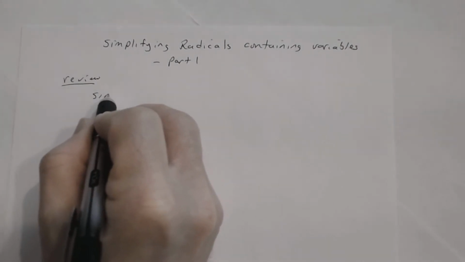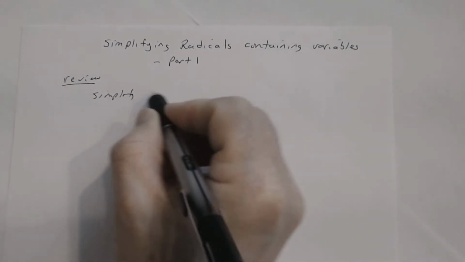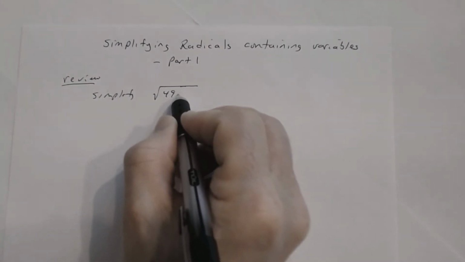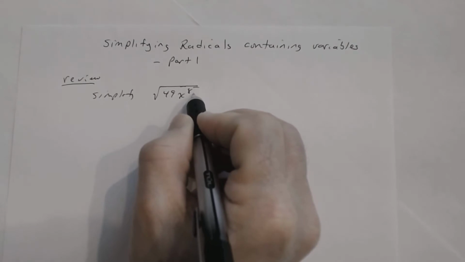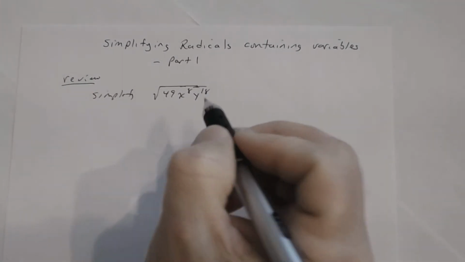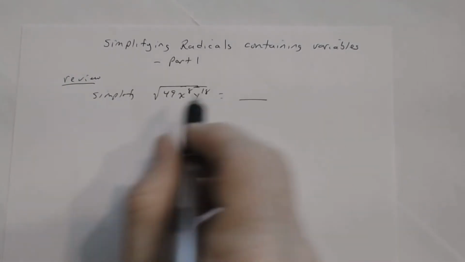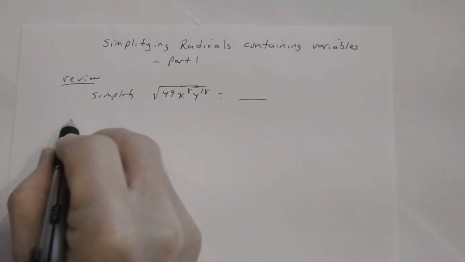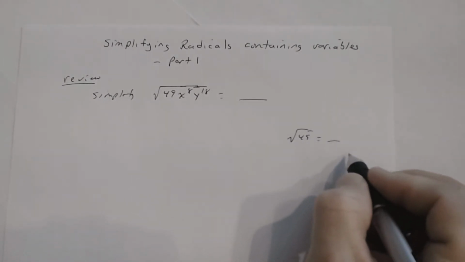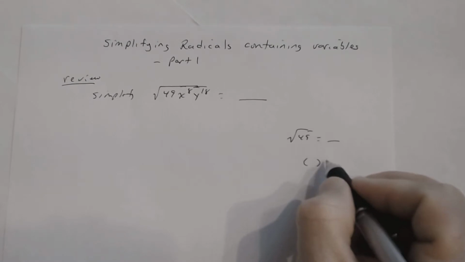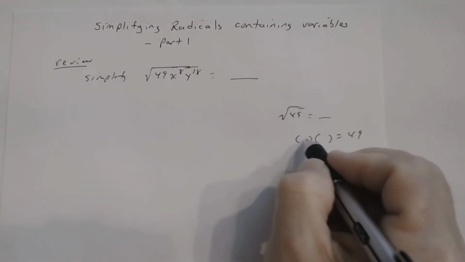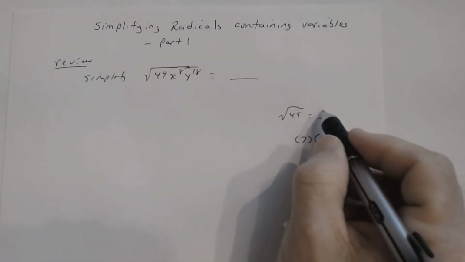If I asked you to simplify this radical expression, the square root of 49 times x to the 8th times y to the 18th. All right, so remember what we did. In that situation, we asked ourselves, what's the square root of 49? So remember, what times itself is 49? Well, 7 times 7. So that means the square root of 49 is 7.